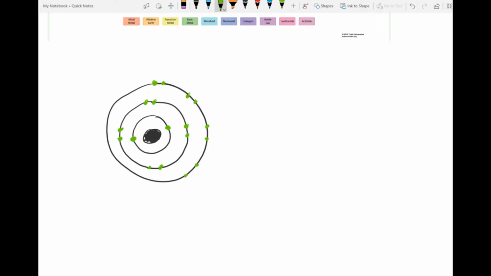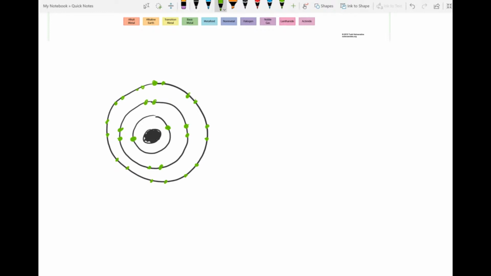All you really need to know is have this idea that when you have a filled shell, you need to move on and you need to start filling the new one. So, actually I need to count because I already lost count. That's 8, 9, 10... 11, 12, 13, 14, 15, 16, 17, 18. So that's what you would have if you had a full third shell. Ideally. But see, the thing is, the electrons don't actually fill that way.